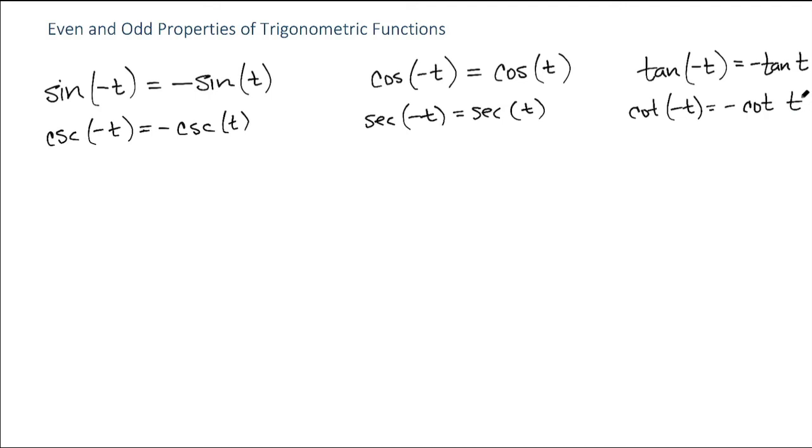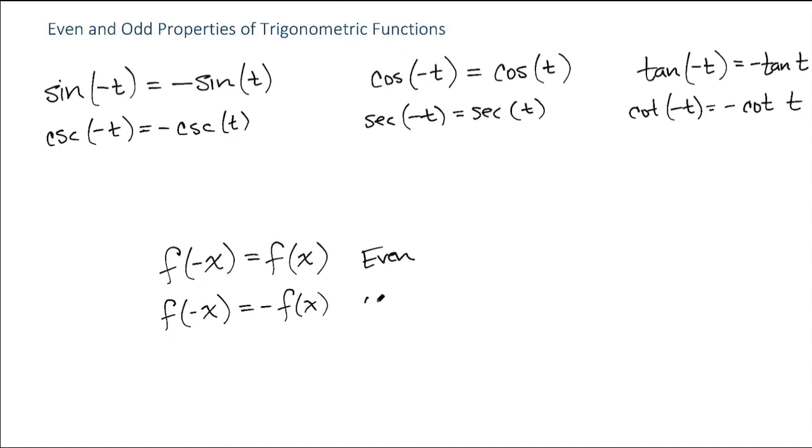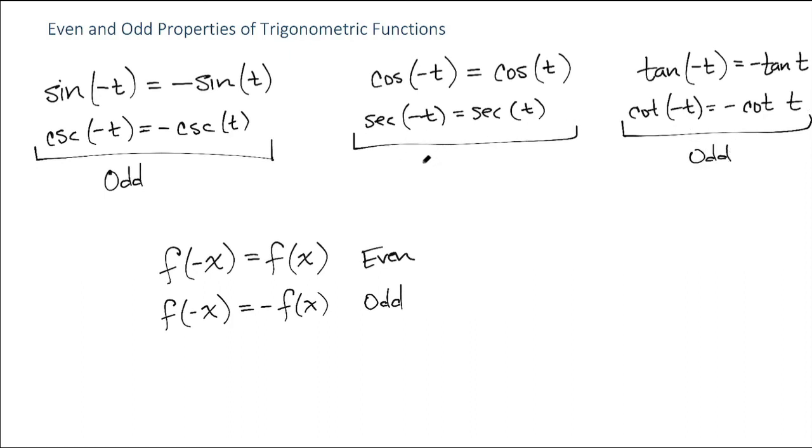They're called even or odd because back in our algebra days we learned about an even function. An even function is where if you plug a negative value in, it's the same as just plugging in the positive. Any function that has this property is even. And an odd function is if you plug a negative value in, it's the same as if I put a negative in front of the entire function. That's an odd function. And so we can see here that the sine and the cosecant are odd functions. The tangent and the cotangent are odd functions. And the cosine and the secant are even functions.